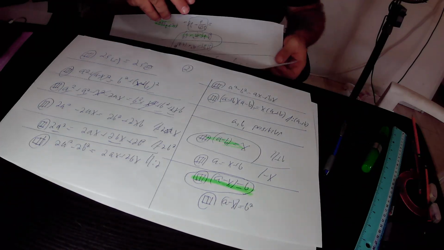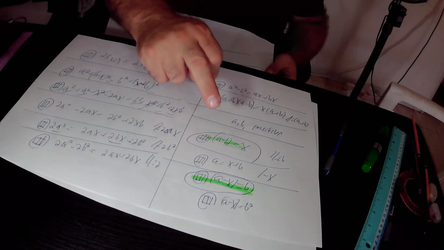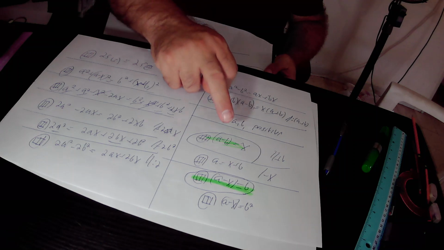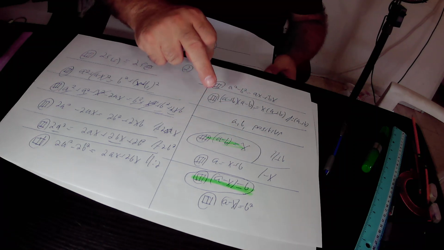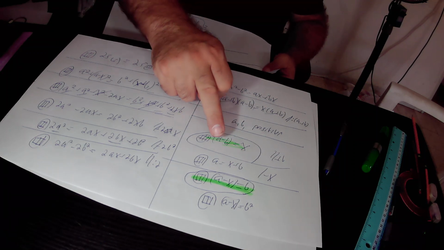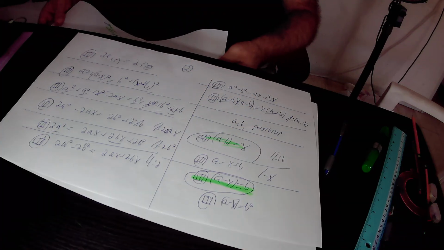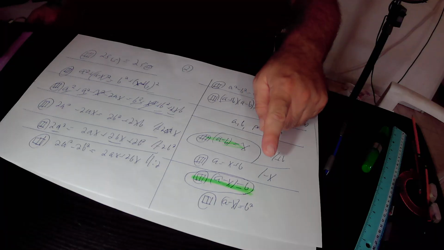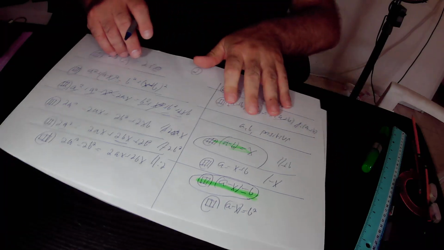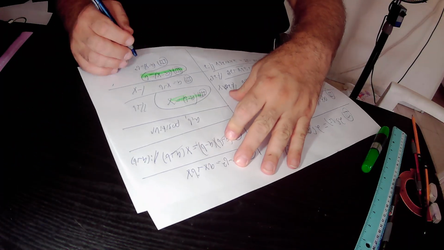So A minus X equals B. If A minus X equals B, it means that (A minus X) squared must be equal to B squared.